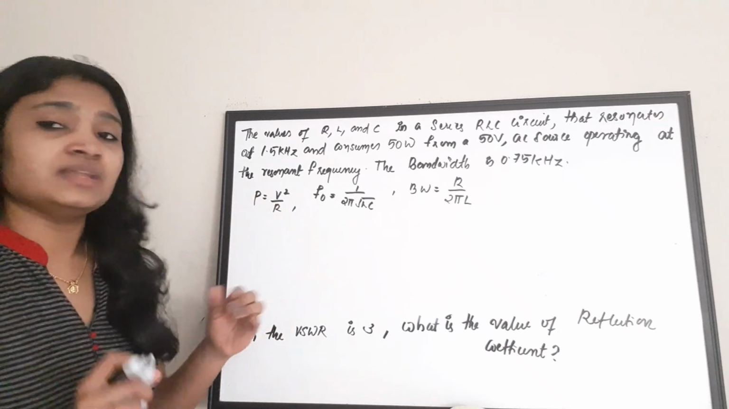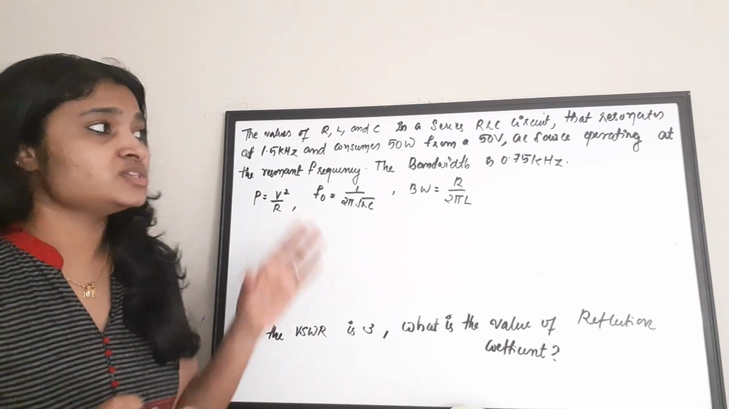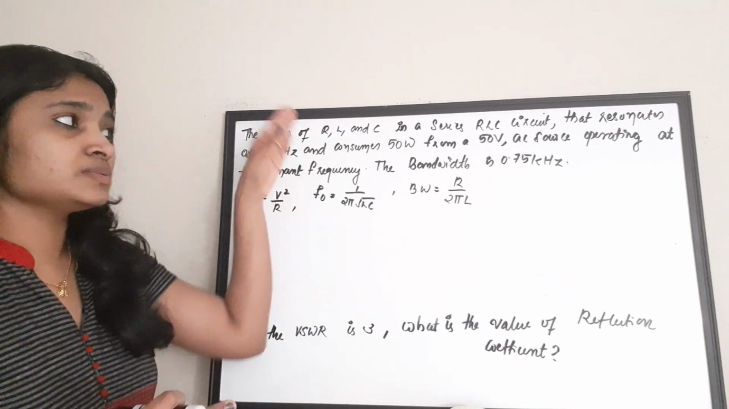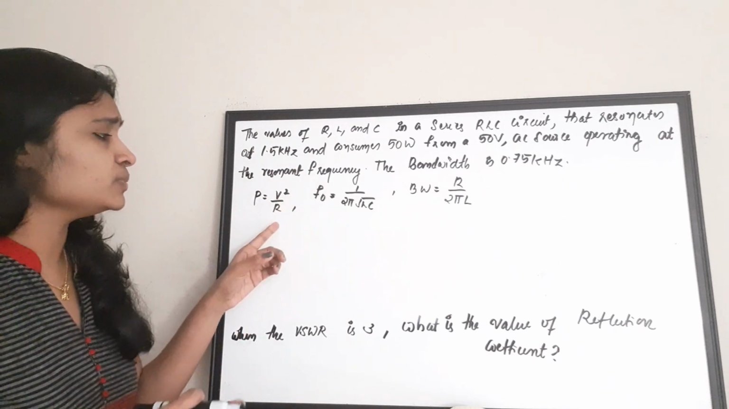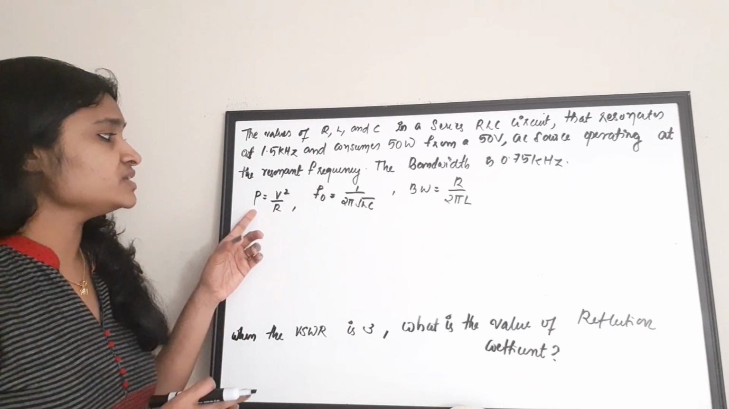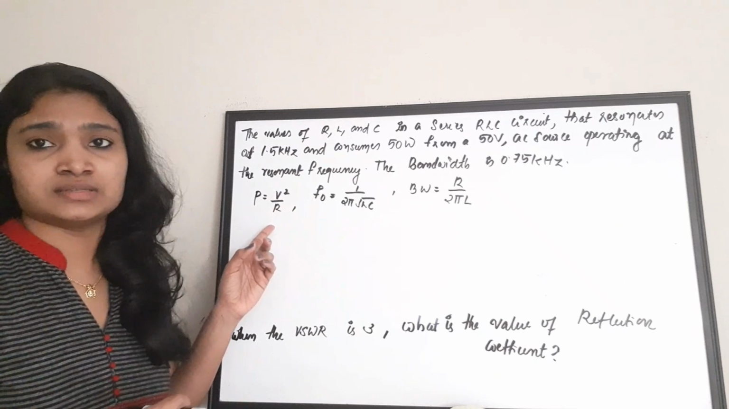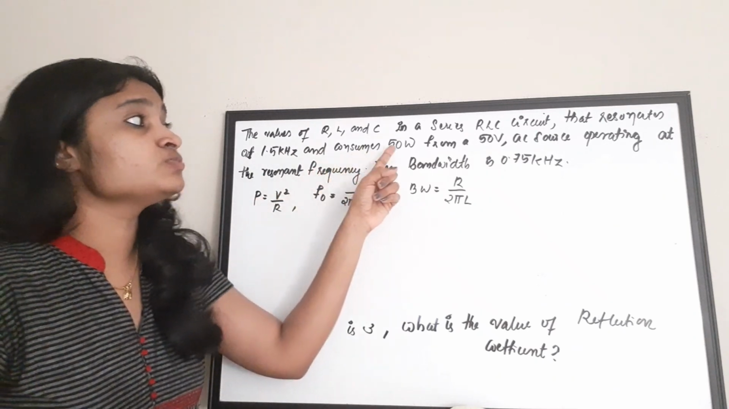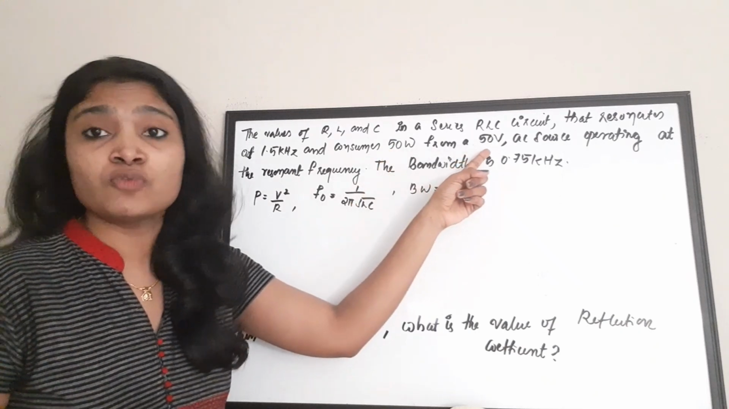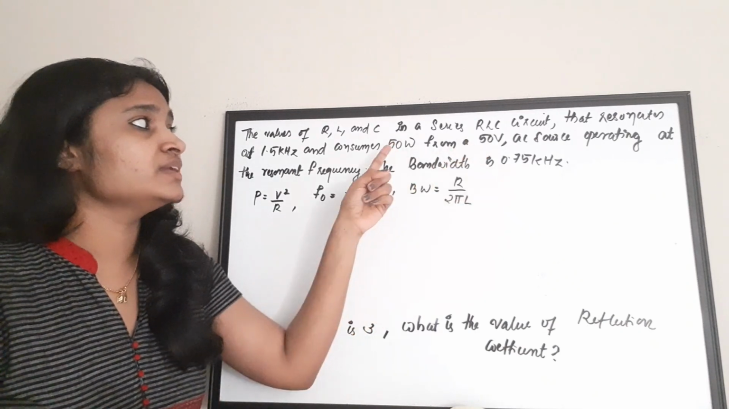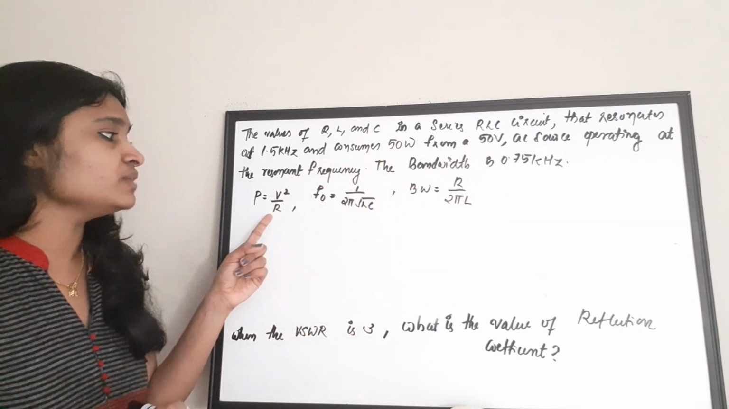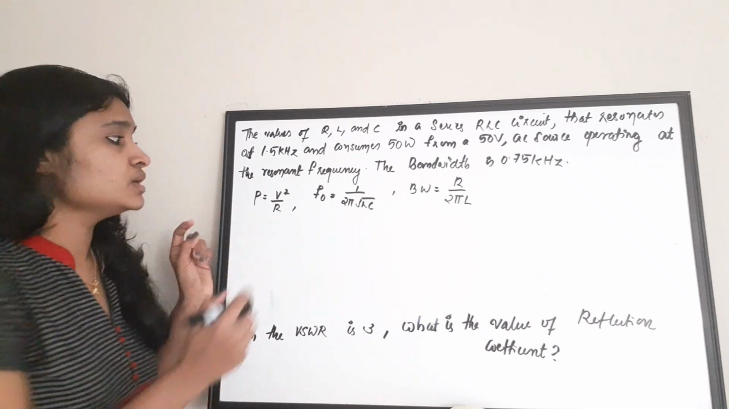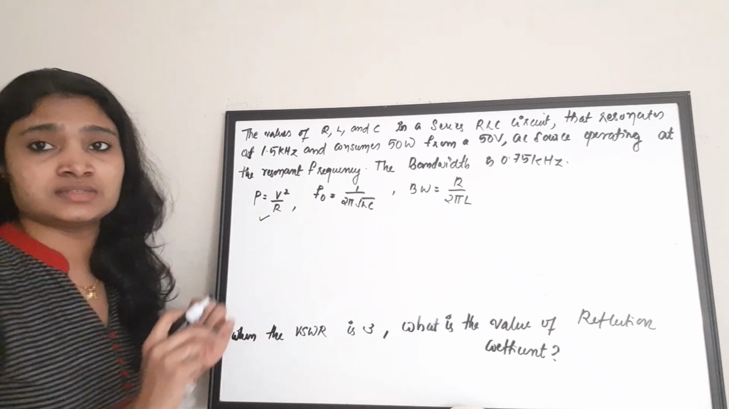I have also written here all the equations needed for answering this question. The first one is a very basic, general equation of power, not really related to this particular question. Power is equal to voltage squared by resistance. Here it is given that it consumes 50 watts of power from a 50 volt source. So the voltage and the power values are given, and from that we can find the resistance.